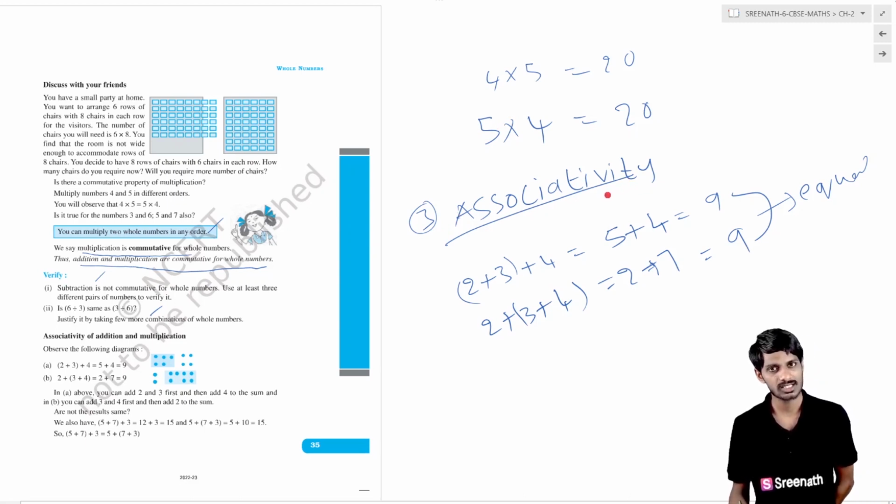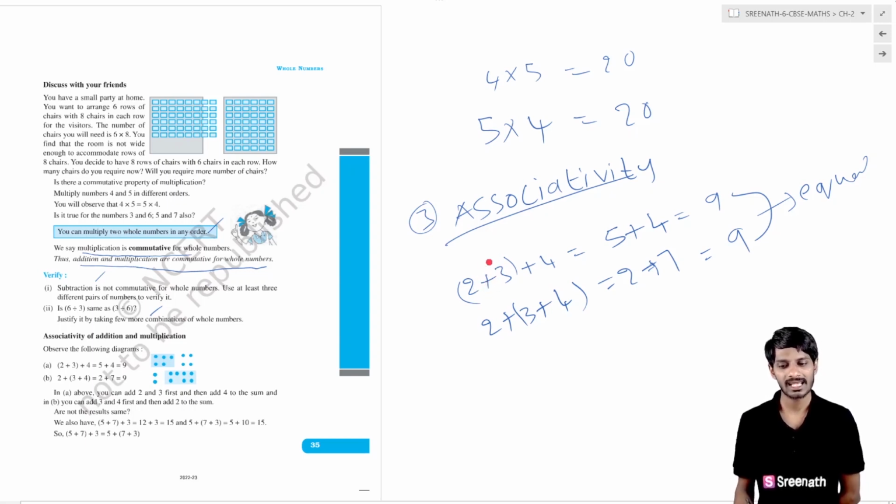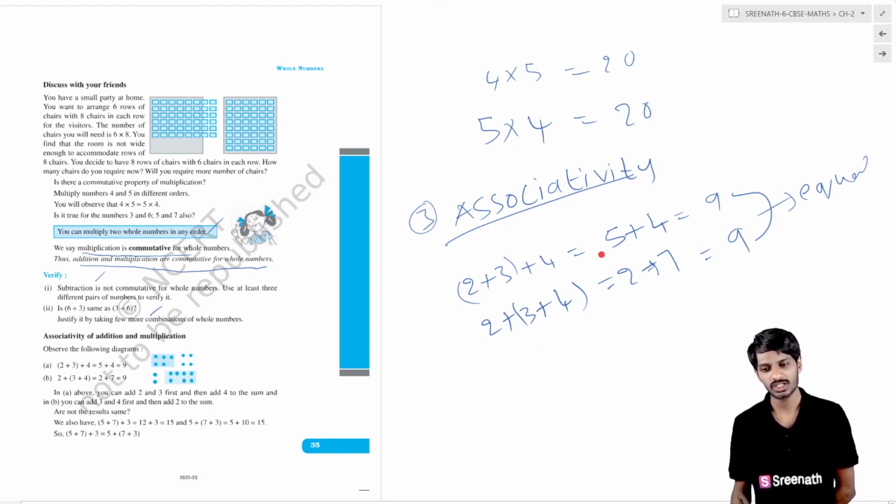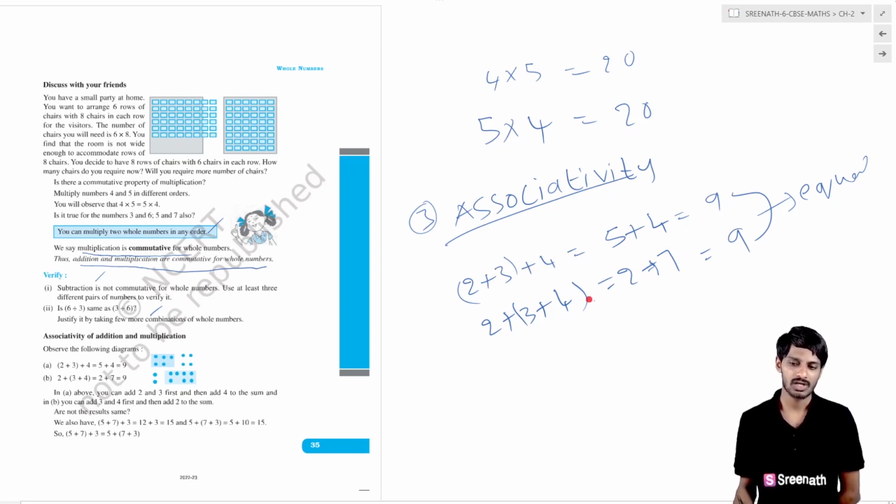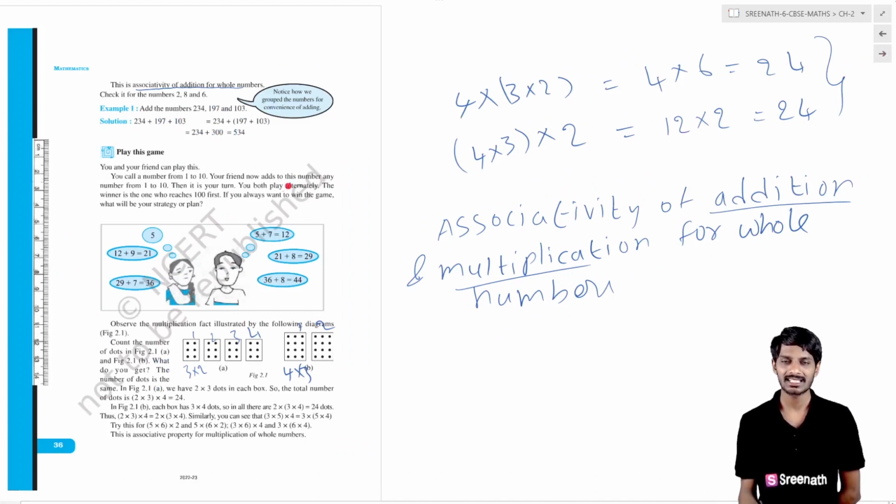What does this property tell us? In this case, you have grouped these two numbers first and solved them, and next you have added the next number. But in this case, you have changed the grouping. Even though you have changed the grouping, the result is the same. The result is not changing. The result is always a whole number. So this property is called associative. This is satisfied under addition, and in the case of multiplication also, even though the grouping is changed, multiplication gives the same answer. So associativity of addition and multiplication is also satisfied for whole numbers.